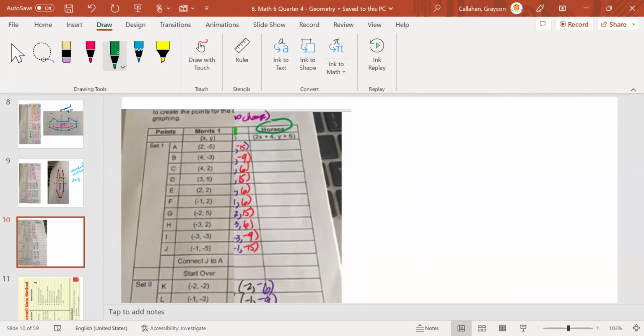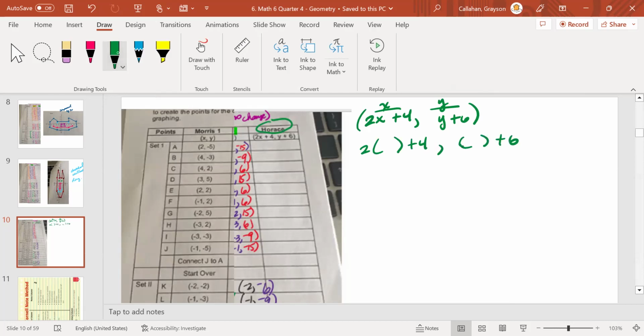So this one is 2x plus 4 for x, right? And then for y, it is y plus 6. So for your x value, it's like substitution, right? You're going to put 2 times whatever x is plus 4, and then whatever y is plus 6. So let's just focus on the x, so that I don't mistake it for the y. 2 times 2 is 4. 4 plus 4 is 8. Do you agree with that?